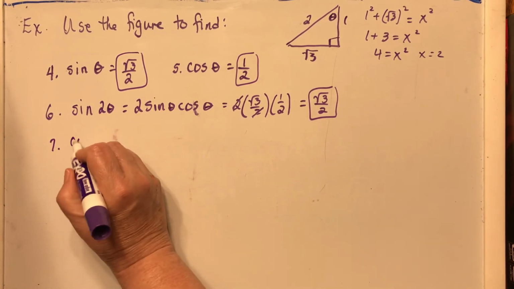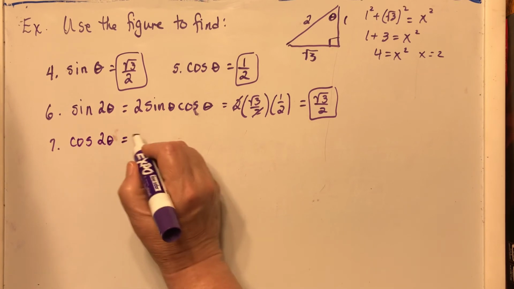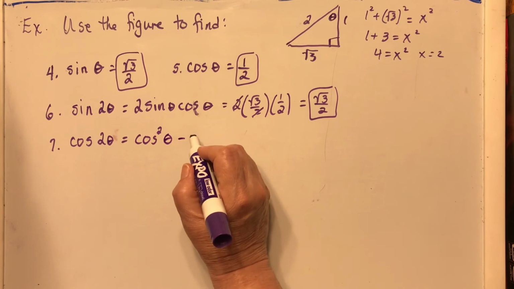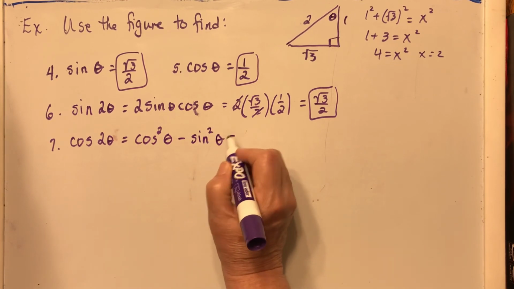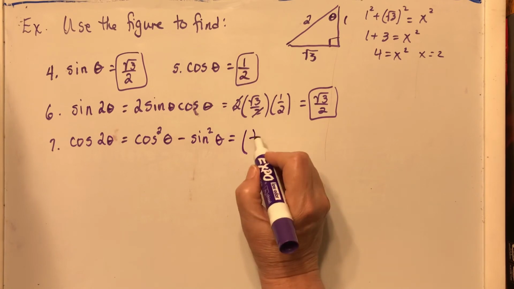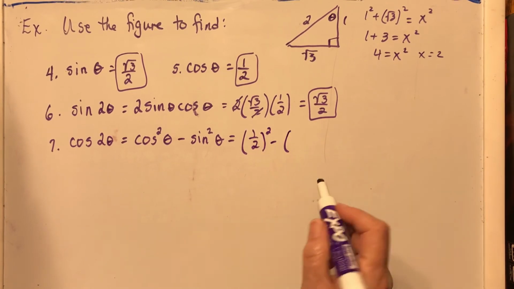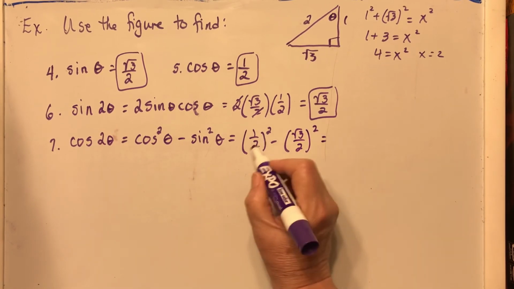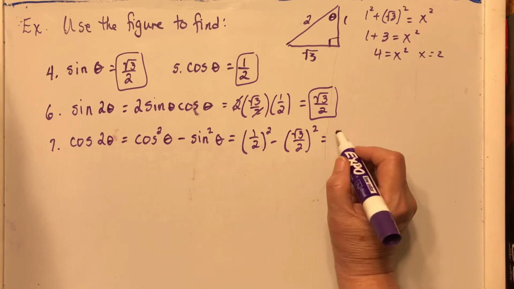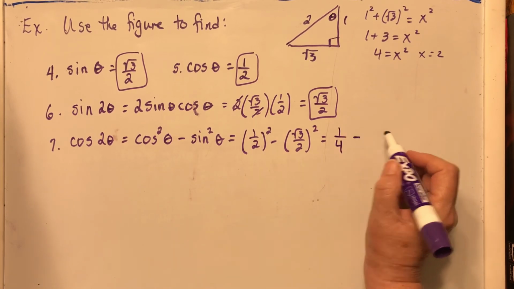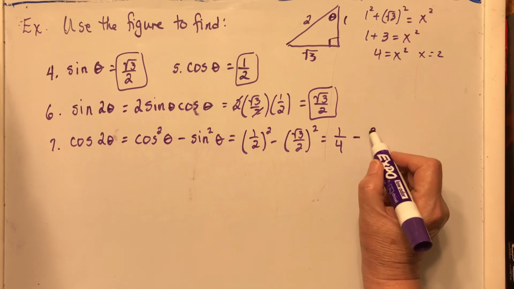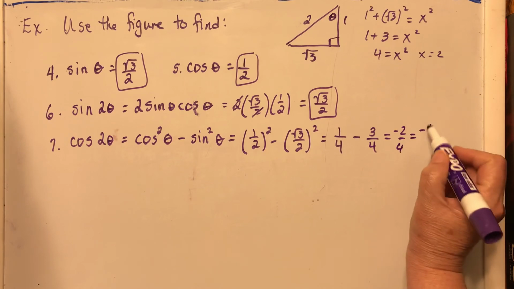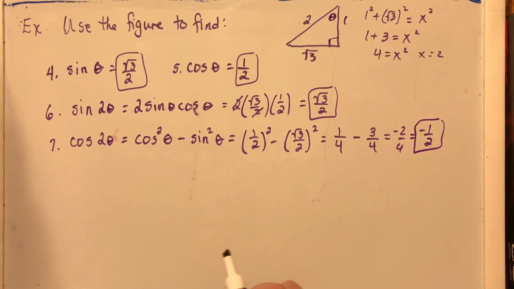Number 7, cosine of 2 theta. I am again just going to use that first definition. It's the cosine squared of the angle minus the sine squared of the angle. So cosine we found to be 1/2. So it's going to be 1/2 squared minus sine square root of 3 over 2 squared. When you square a fraction, you square the numerator and the denominator. So that's going to be 1 over 4 minus, when you square the square root of 3, you just get 3 over 4. So that's negative 2 over 4, but that's going to simplify to negative 1/2.